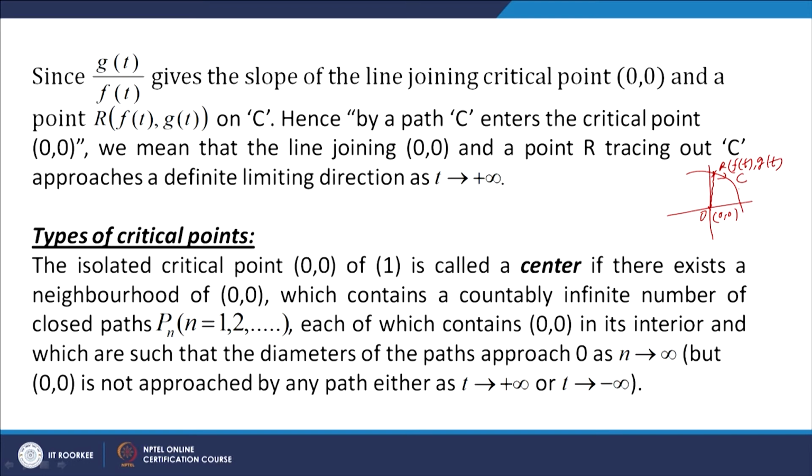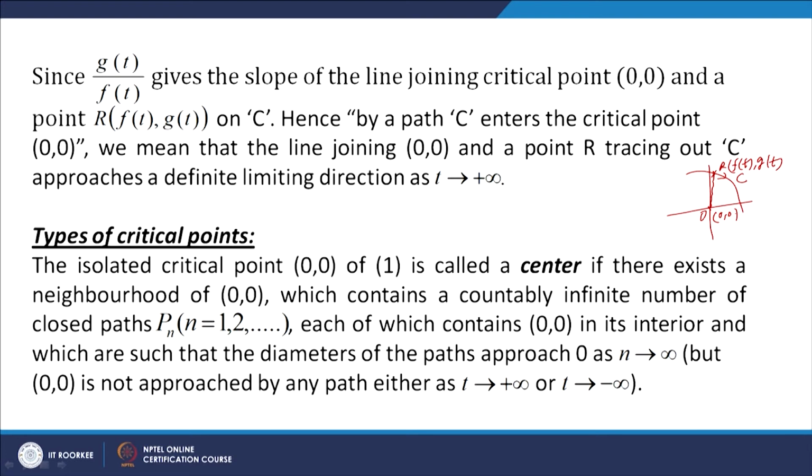So, since g(t) over f(t) gives the slope of the line joining the critical point (0, 0) and a point R with coordinates (f(t), g(t)) on C, by a path C entering the critical point (0, 0), we mean that the line joining (0, 0) and a point R tracing out C approaches a definite limiting direction as t goes to infinity. So, when a line joining (0, 0) and a point R tracing out the curve C approaches a definite limiting direction as t goes to infinity, we shall say that the path C enters the critical point (0, 0). Now, let us discuss the various types of critical points.